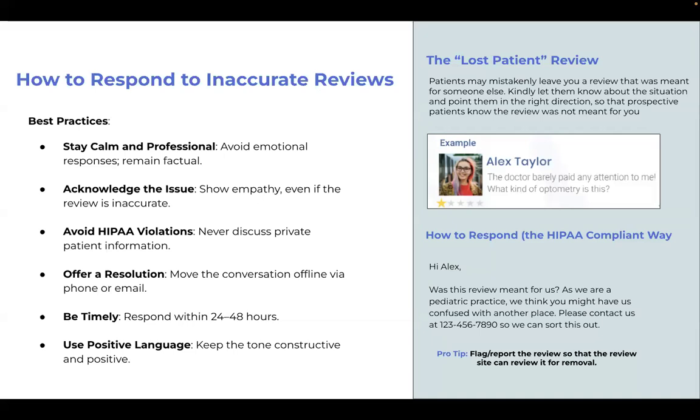So as you can see in the response, the person had said, was this review meant for us? As we are a pediatric practice, we think you might have us confused with another place. Please contact us at so and so phone number so that we can sort this out. And in the meantime, you'll want to flag or report the review so that the site can review it for possible removal. But basically, by following these best practices, you not only correct the inaccuracy, but also show your professionalism in managing reviews, which builds trust with prospective patients.